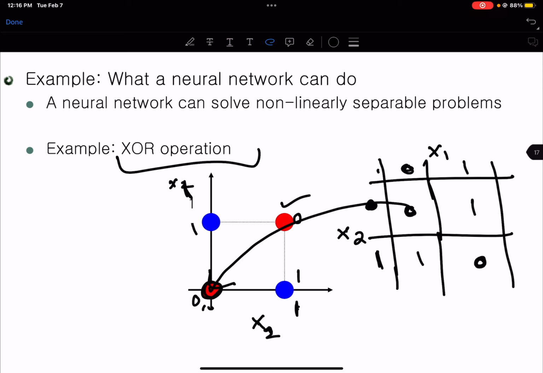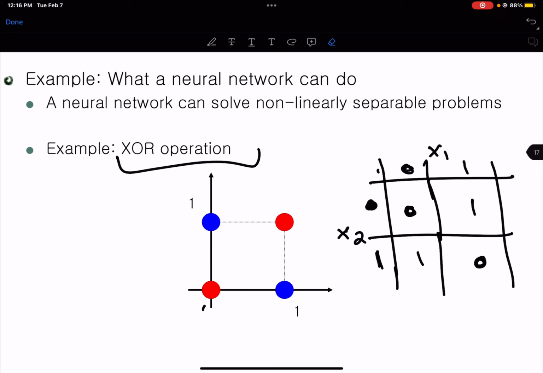So this problem cannot be solved, as we can see, using one single line or one hyperplane that we call. This problem cannot be solved like this. How can we solve this problem? Now this looks like a separation of the red and blue dots. So for that we need to define a hyperplane that separates the two kinds of classes, the red and the blue.